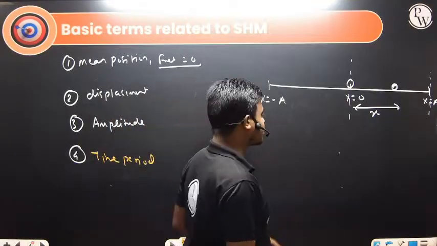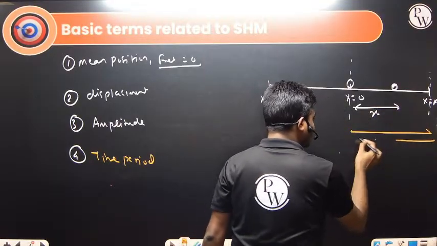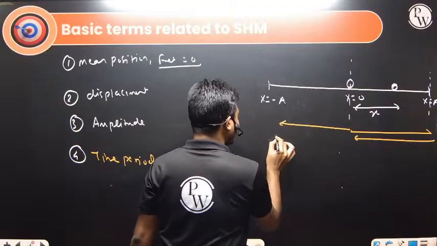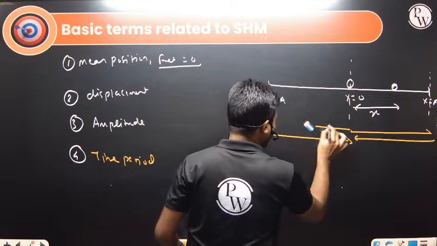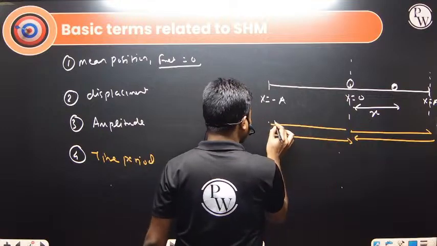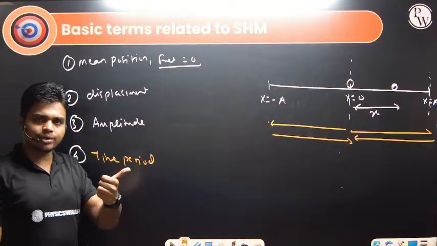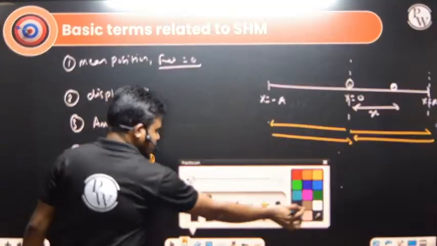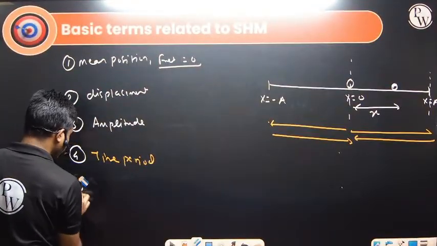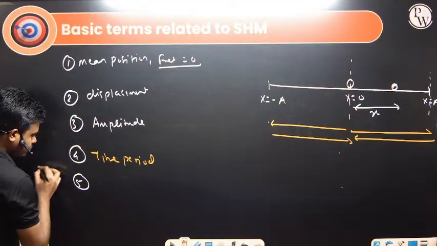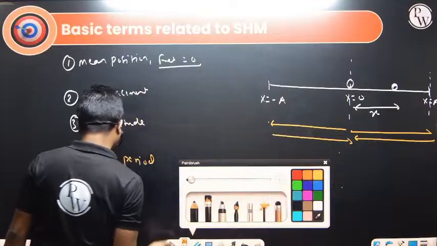And what is one oscillation? Starting from x equals 0, going to x equals a, coming back to x equals 0, going to x equals minus a, and coming back to x equals 0. This is what we define as one oscillation. The time taken to complete one oscillation is the time period, which has the unit of time. Next we have frequency. Frequency is the number of oscillations per second.